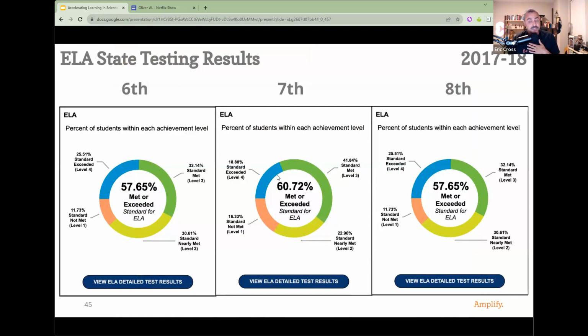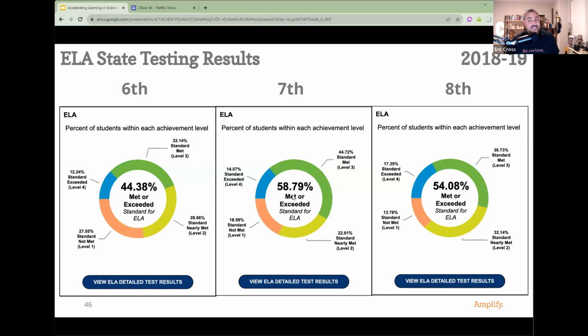What you're going to notice is that between 6th grade, 7th grade, and 8th grade, there was a bump in met or exceeded standards. This is 18-19. You'll see 6th grade went from 44%, 7th grade 58%, 8th grade 54%. The higher the number, the better.